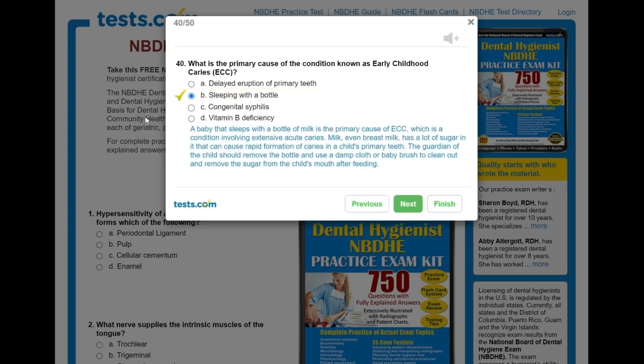B. Sleeping with a bottle. A baby that sleeps with a bottle of milk is the primary cause of ECC, which is a condition involving extensive acute caries. Milk, even breast milk, has a lot of sugar in it that can cause rapid formation of caries in a child's primary teeth. The guardian of the child should remove the bottle and use a damp cloth or baby brush to clean out and remove the sugar from the child's mouth after feeding.